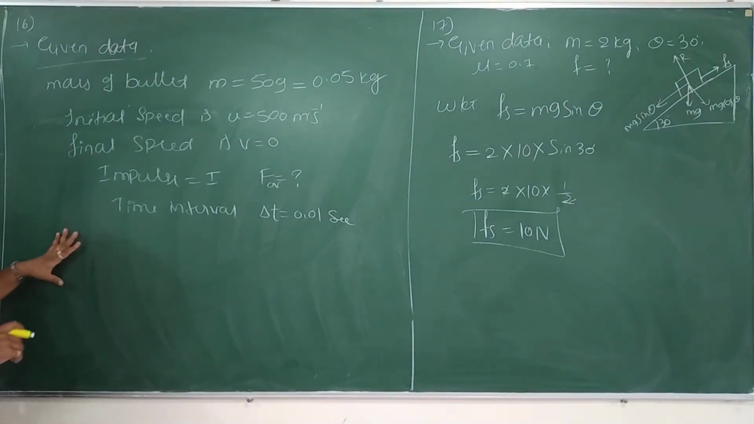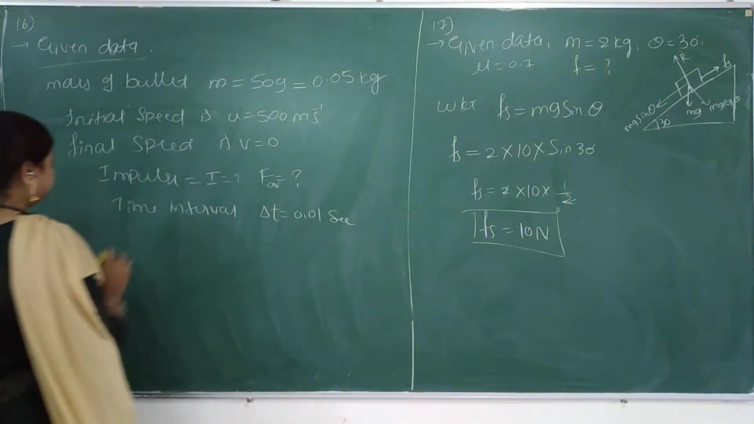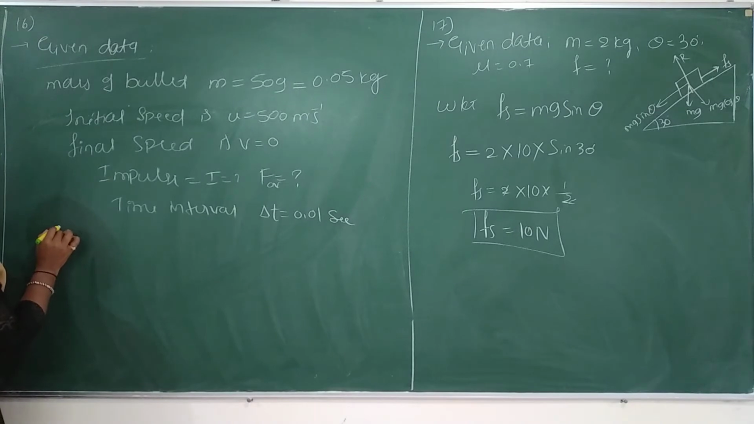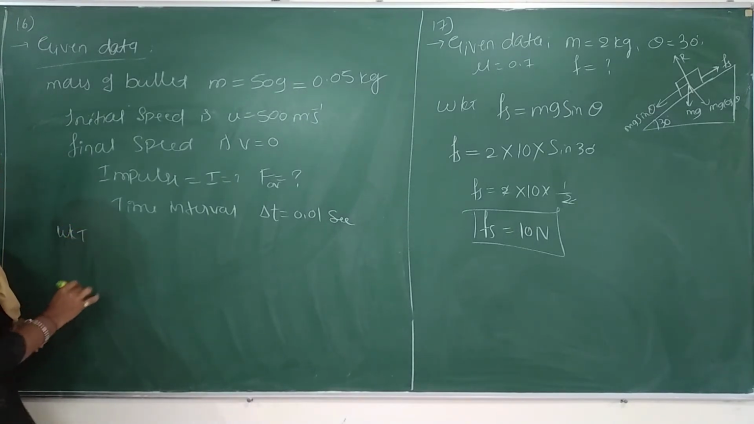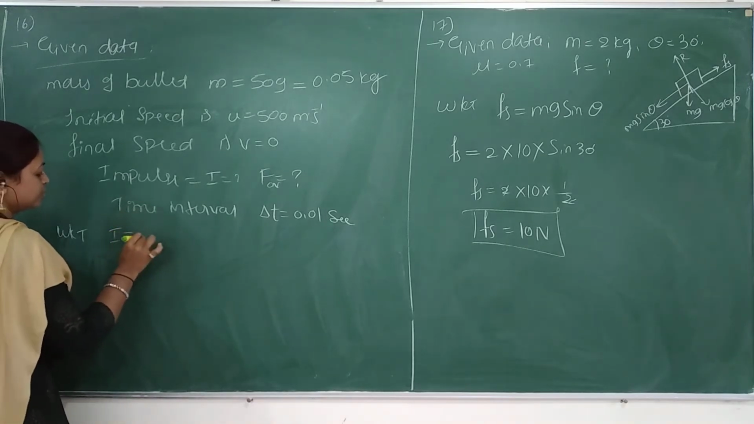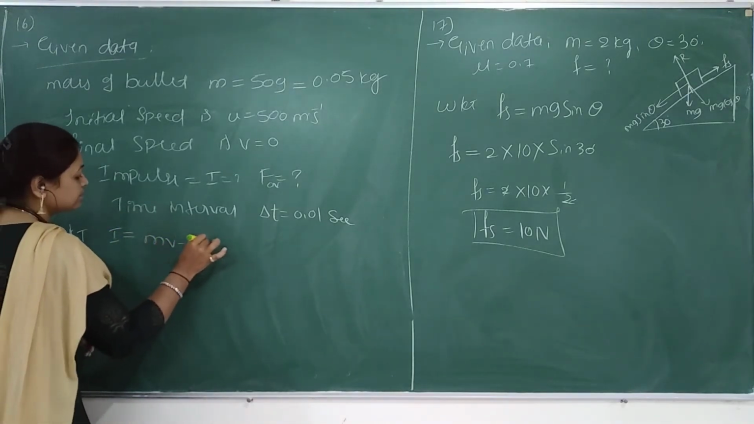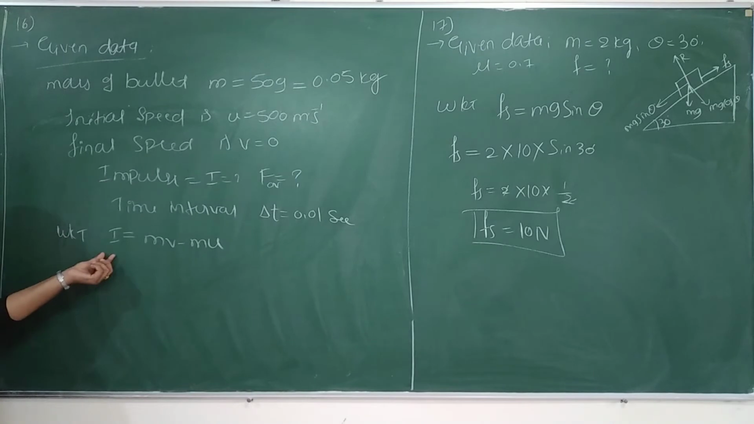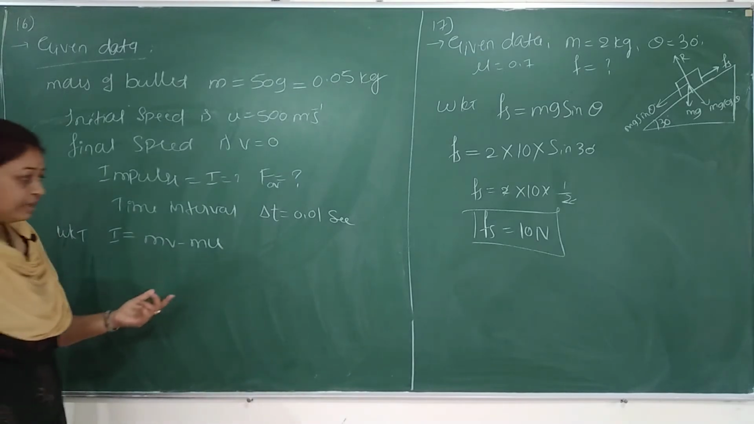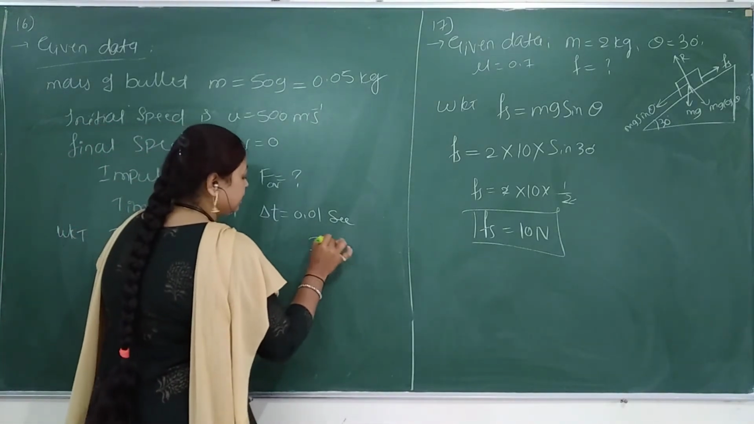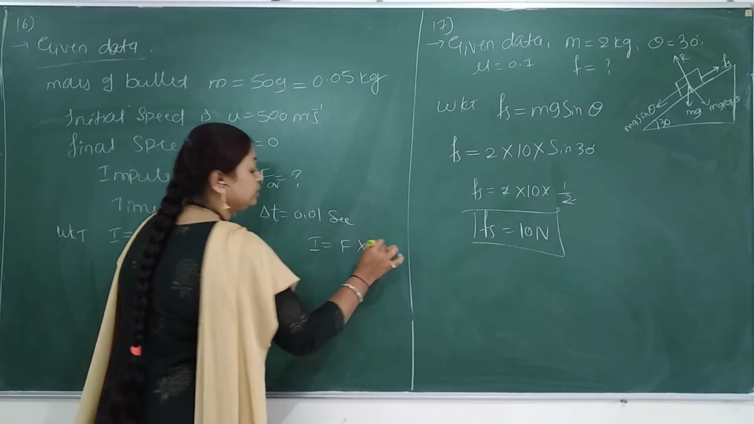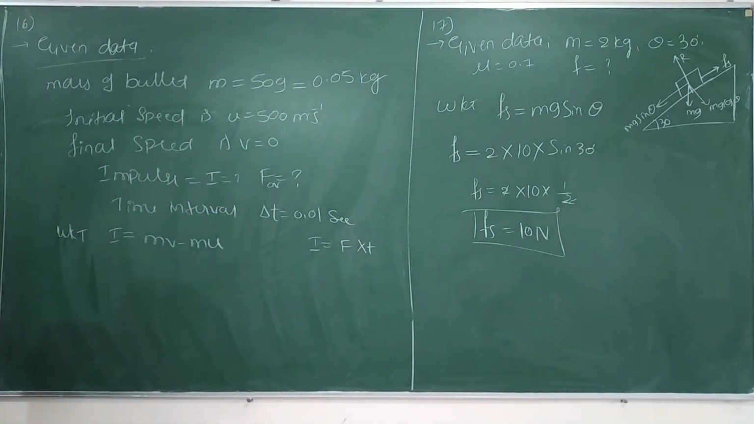These are the given things, and you have to calculate: first one, impulse. What is the formula to find the impulse? I is equal to m times v minus m times u, because impulse is equal to change in momentum. This is one formula, and another formula is there, F times t. I equals F times t.